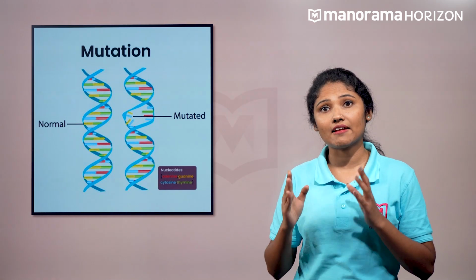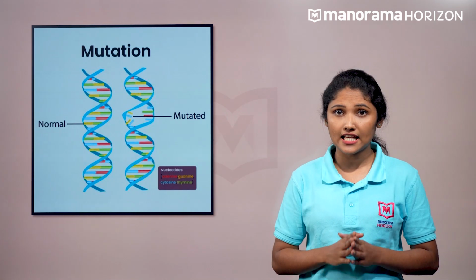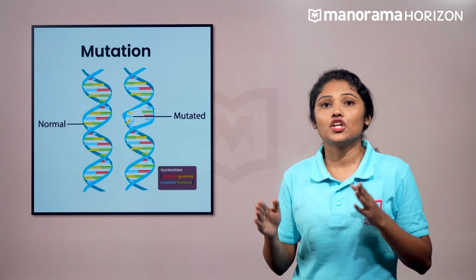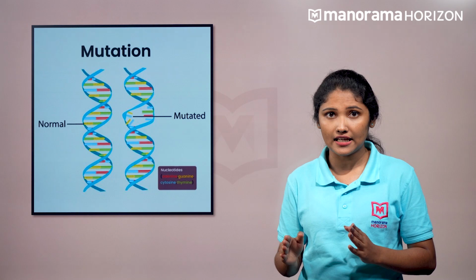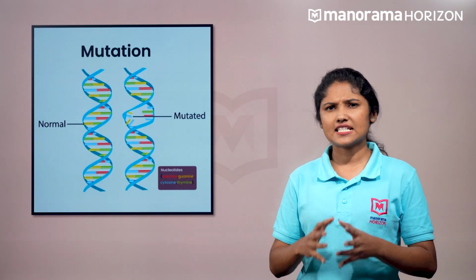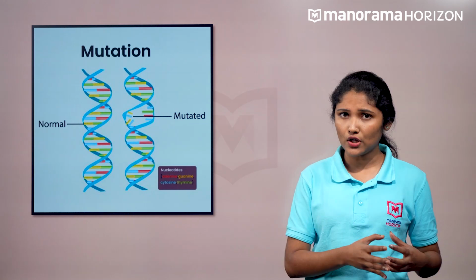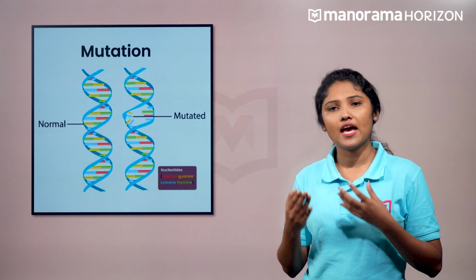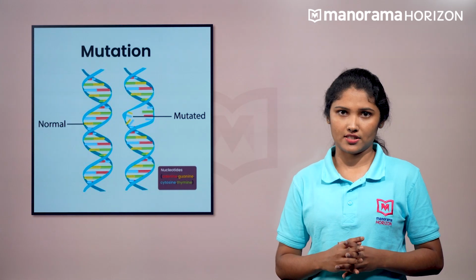Mutation is any random change in the DNA sequences of an organism. So, any change in the nucleotide sequence of DNA would alter the genes of an organism. Since genes regulate the phenotype, mutations alter both the genotype and phenotype of the organism.